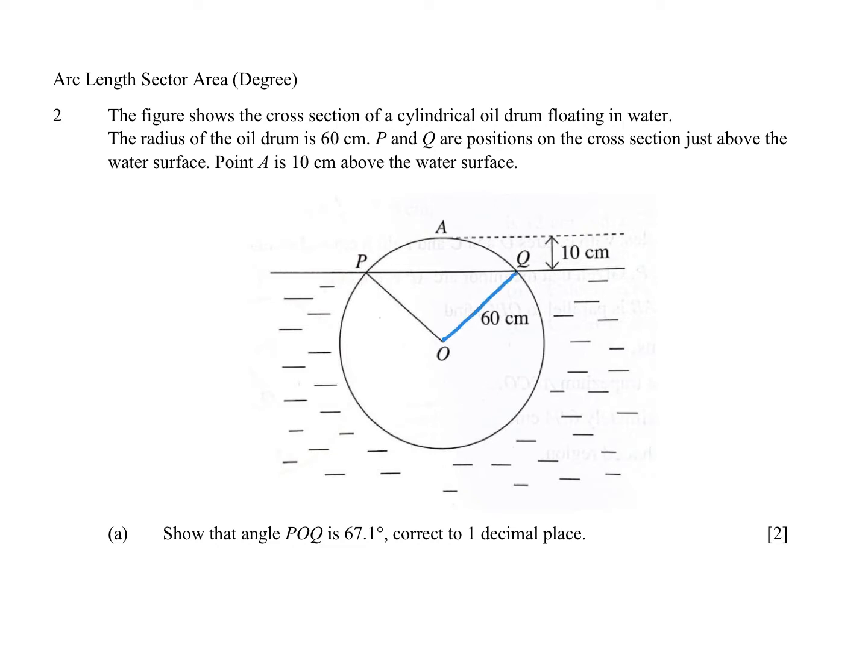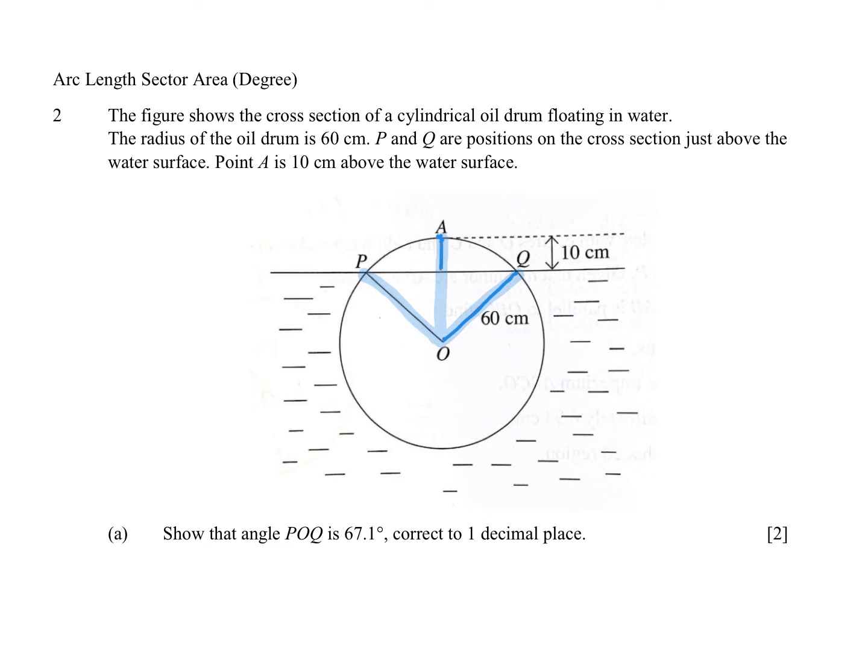P and Q are positions on the cross section just above the water surface, so it's going to be a horizontal straight line. And a point A over here, this point A is 10 cm above the water surface. Now, what information can we process from this diagram itself? First thing we need to identify is something special about the radius. If this is the radius, 60 cm, then from the center to the point on the circumference, this whole measurement here is also 60 cm.